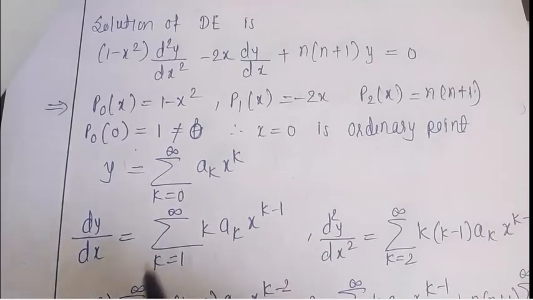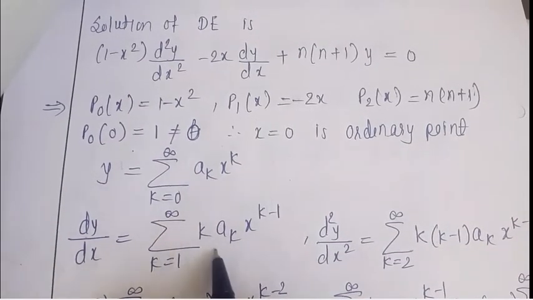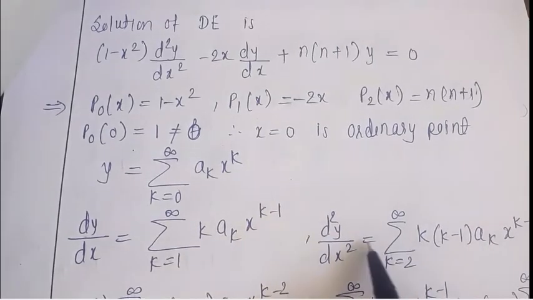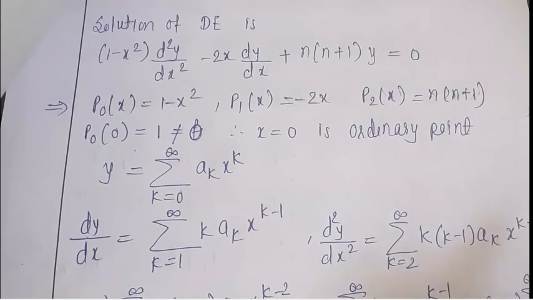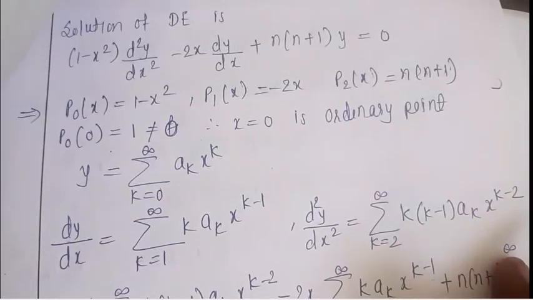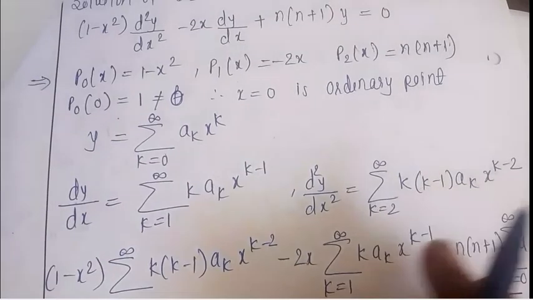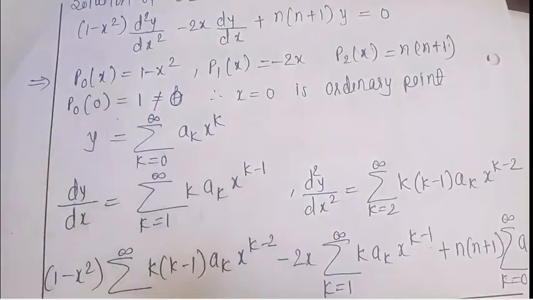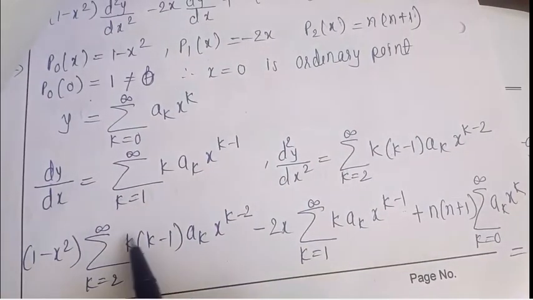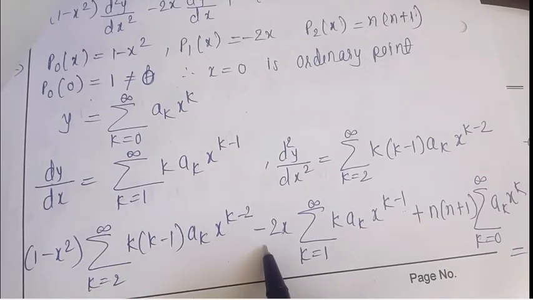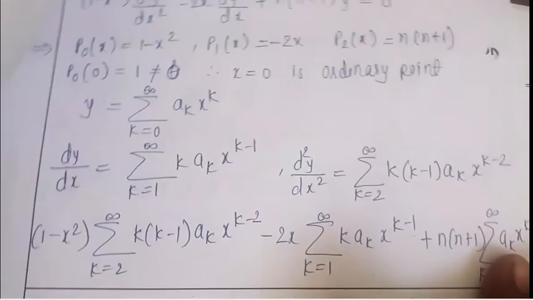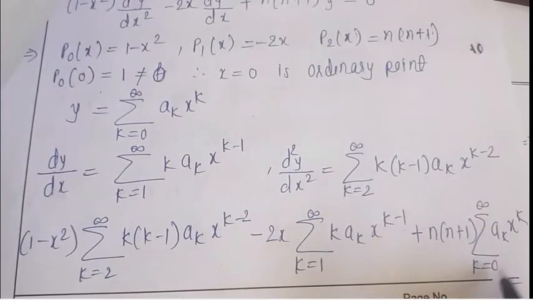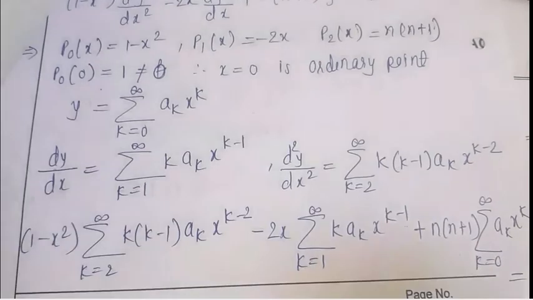dy/dx is the summation from k = 1 to infinity of k a_k x^(k-1), and d^2y/dx^2 is the summation from k = 2 to infinity of k(k-1) a_k x^(k-2). Now substituting y, dy/dx and d^2y/dx^2 in the given differential equation, it is (1 - x^2) times the summation from k = 2 to infinity of k(k-1) a_k x^(k-2), minus 2x times the summation from k = 1 to infinity of k a_k x^(k-1), plus n(n+1) times the summation of a_k x^k, and it is equal to 0.